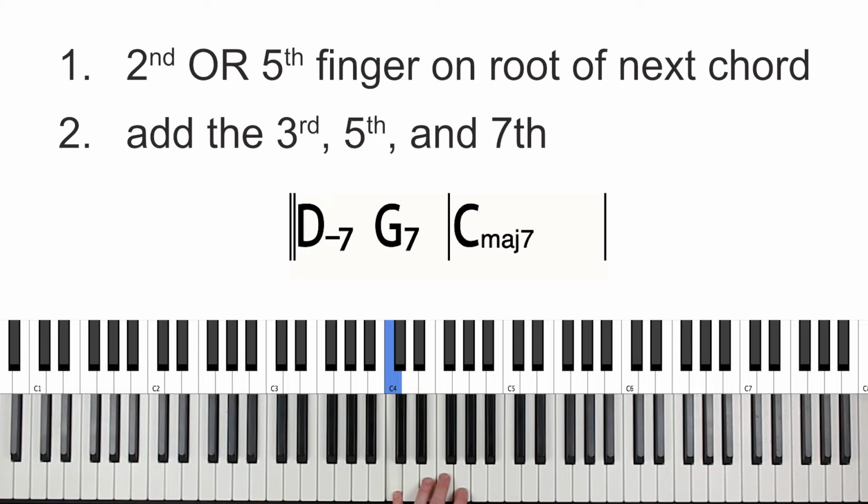Step 2, build the rest of the chord from this position in the order of 3rd, 5th, 7th. Again, my pinky is glued to this C, so I build the chord from here, 3rd, 5th, 7th. This simple method works because using the pinky or the second finger to play the root will always force us into root position or second inversion.